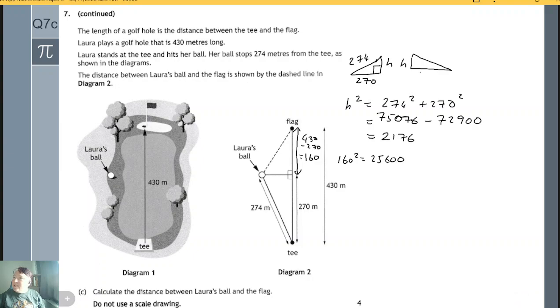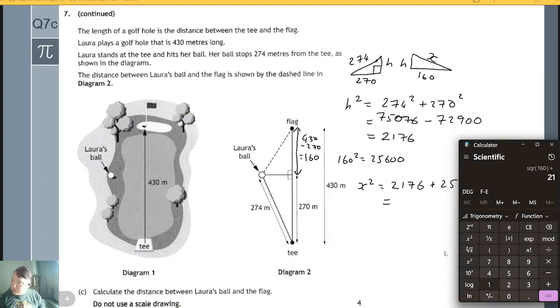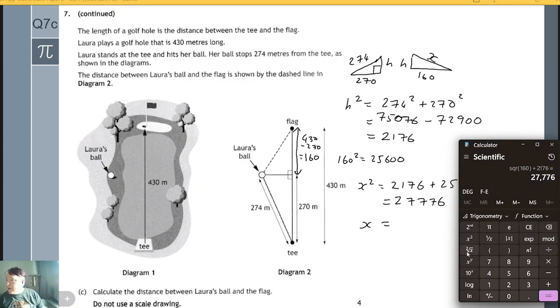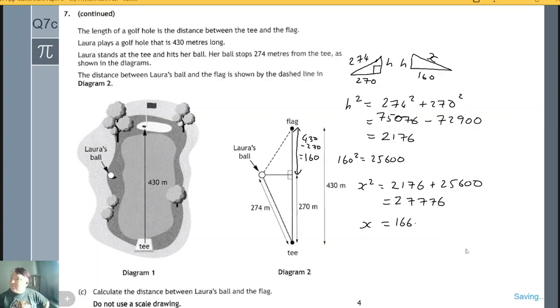Right, so if that is 160, and I need to find my unknown x, my x squared is going to be, this time it's the hypotenuse I'm looking for, so this time I add. So I've got my 2176 plus my 25600, which is 27776. So that is not my final answer. I need to square root it, and I get 166.66, and that is in meters.